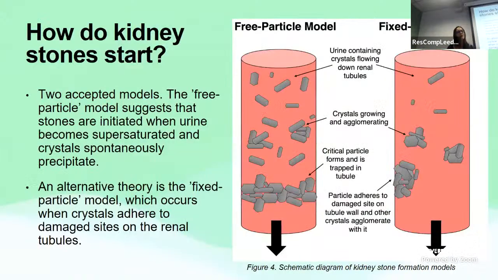So there are 2 accepted models of why kidney stones can form. First, we have the free particle model, where there is so much precipitated crystal that it just becomes so crowded within the kidney that it essentially blocks the tubule we saw before. And the second, where the tubule wall becomes damaged, and this causes crystals to adhere to the wall and agglomerate over time, growing the stone attached to the kidney wall.